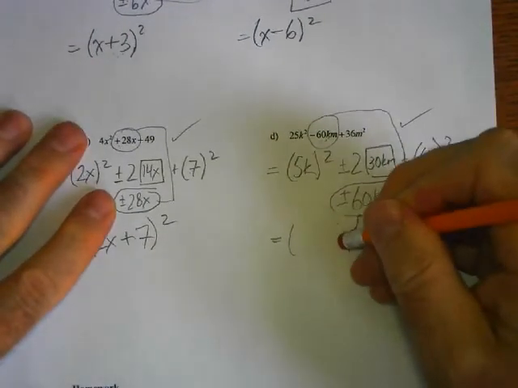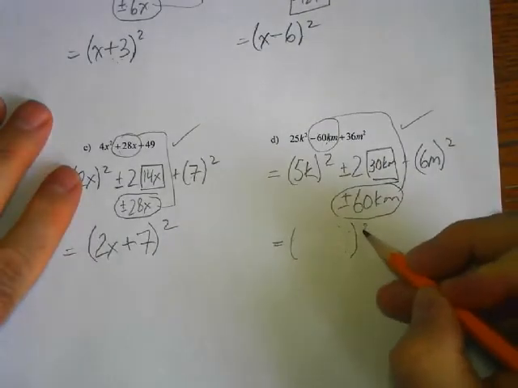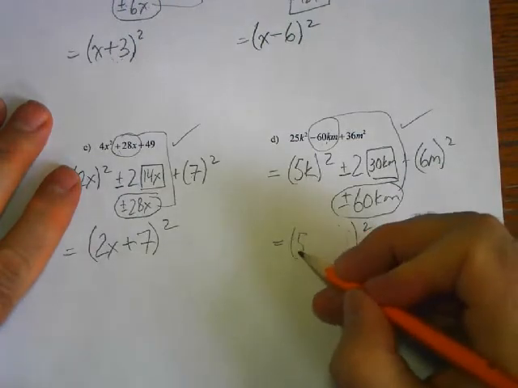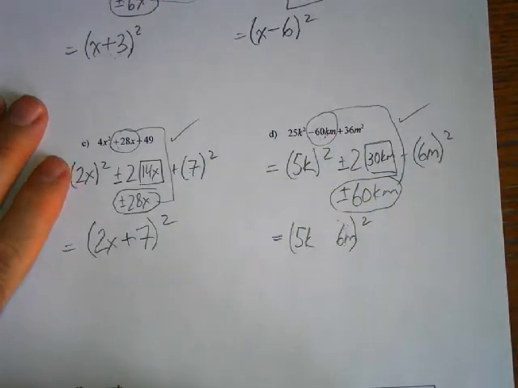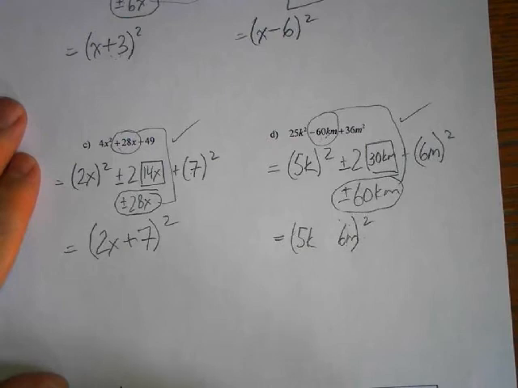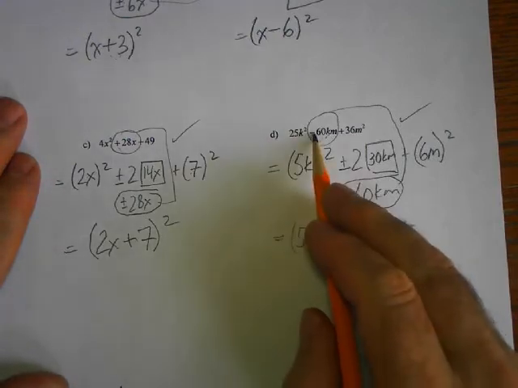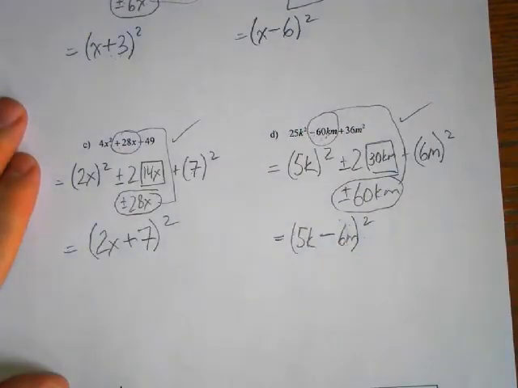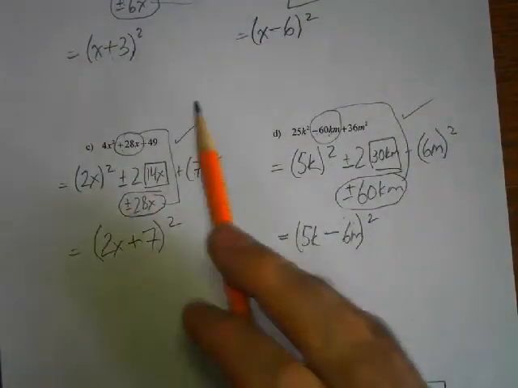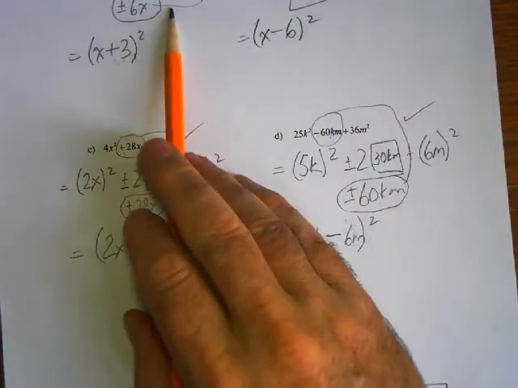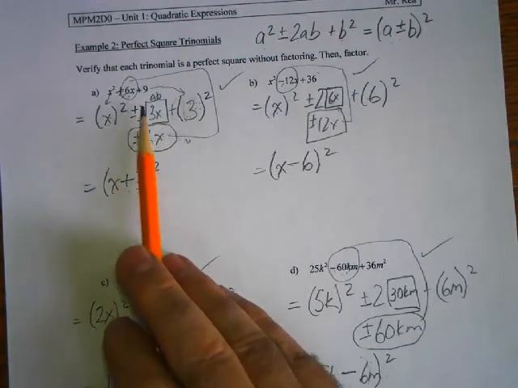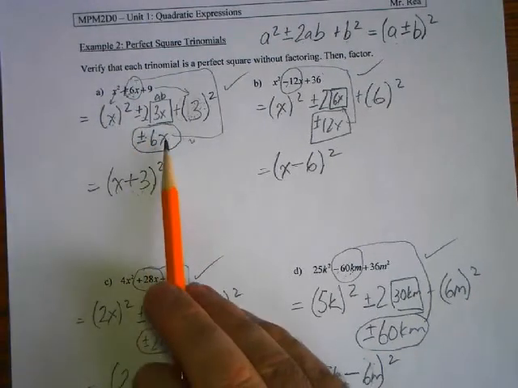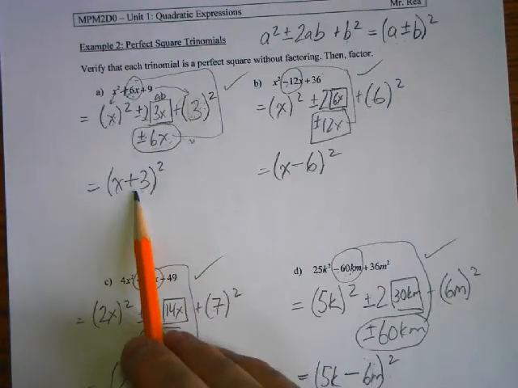So now we put in our factor squared. So the first term of that factor will be 5k. Second term will be 6m. And then the sign will be the same sign as the term in the trinomial. So there we go. All of these are perfect square trinomials. We were able to tell that once we got here and we checked what the middle term should be and what it actually was. If they match, it is a perfect square trinomial, and then it's very easy just to go right to the factors. Just the same factor squared.